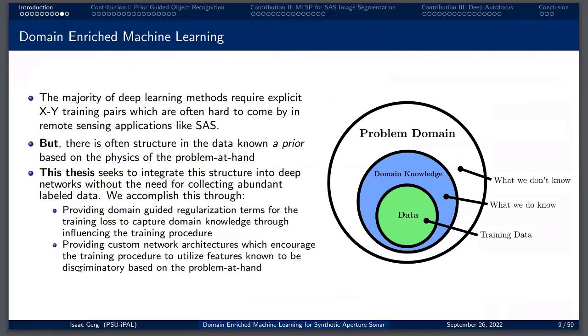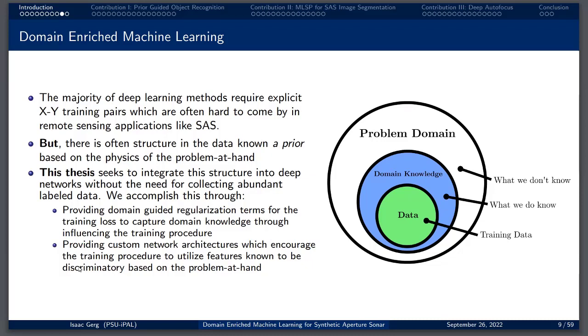So why domain enriched machine learning? As I mentioned, the majority of these deep learning methods require explicit XY training pairs, which we don't always have, or which are difficult to come by in SAS. But we know from the physics of the problem that there's often structure still in that data, grounded in principles we understand of the acoustic phenomenology, of how the environment is set up. And what this thesis is trying to do is integrate that structure into the deep network in a way that is useful, so we don't need abundant labeled data, but it still works well.